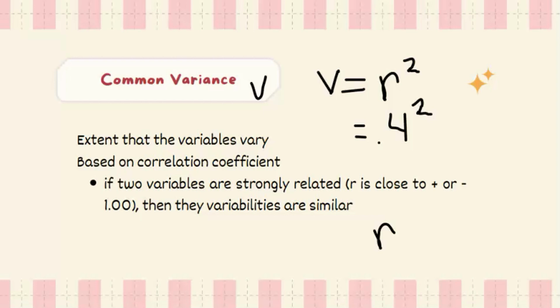Well, first, if we have 0.4, we could say this is generally a weak relationship, but it's positive, so something's increasing as something's increasing, but they're not too strongly related. So if we square this 0.4 to get our common variance, we would get 0.16. And then we could turn this 0.16 into 16%. So we could write variance as a percent, but we can't write correlation coefficient as a percent.